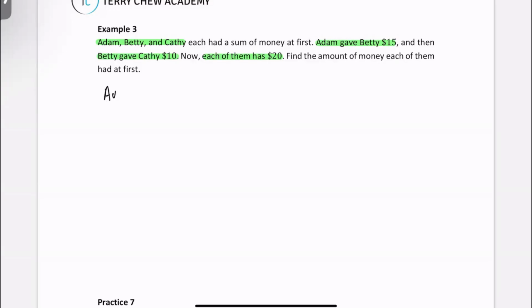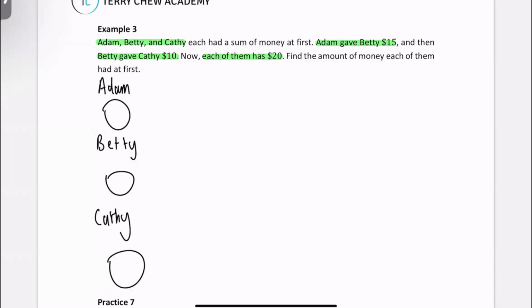Okay, so we have Adam, Betty, and Kathy. They all had something at first. So first Adam gave Betty 15. So what happens to Adam's money? If Adam gave Betty 15, his money will minus 15. And Betty, if she got 15, it's just plus 15. Right? You can put ABC also, as long as you understand. So Adam loses 15, Betty gains 15.